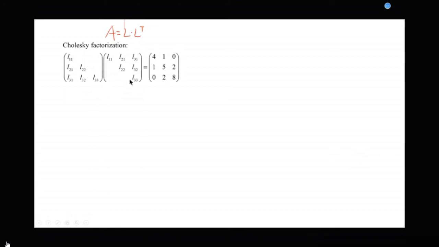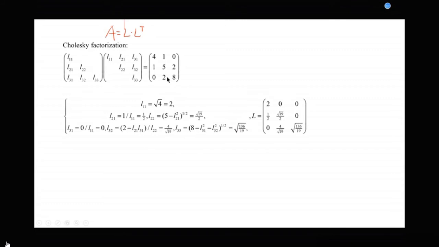Now, we don't use Gaussian elimination. We obtain the numbers directly by the product rule, right? Is it okay? So here, let's check. We use the first row multiply the first column to obtain 4, right? So it is just L11 squared. So we know L11 squared equal to 4, so L11 equal to the square root of 4. That's just 2, right?